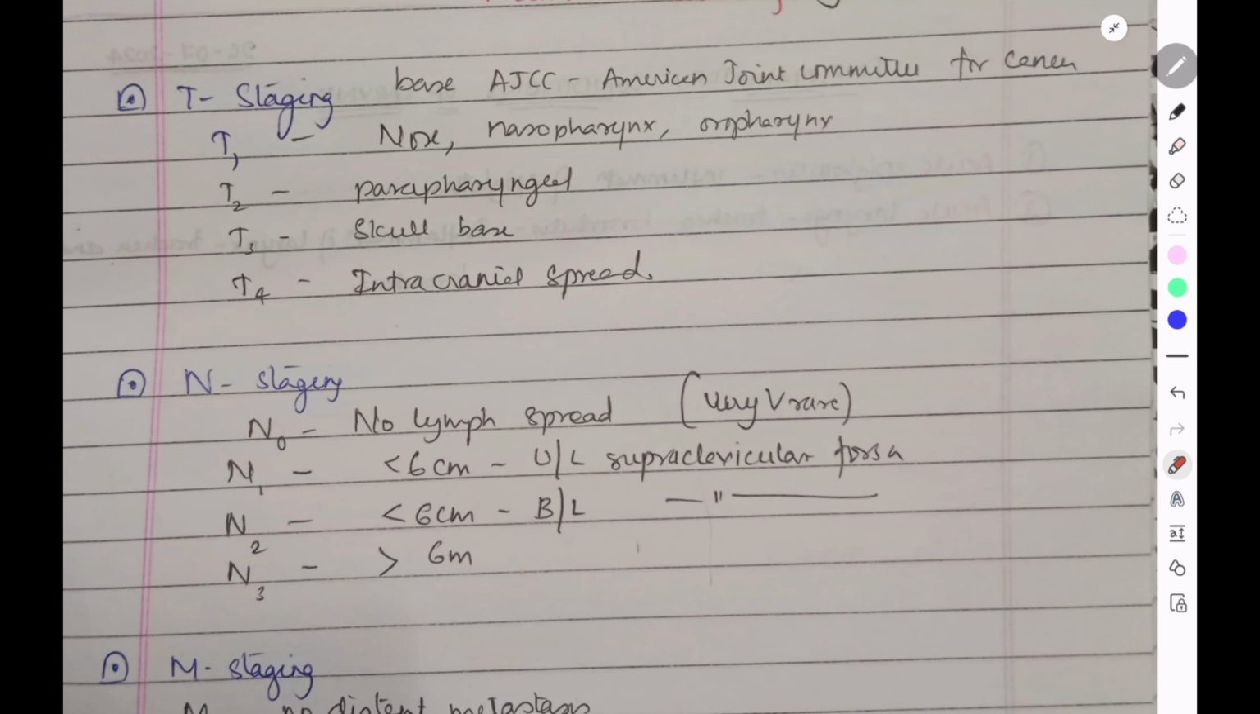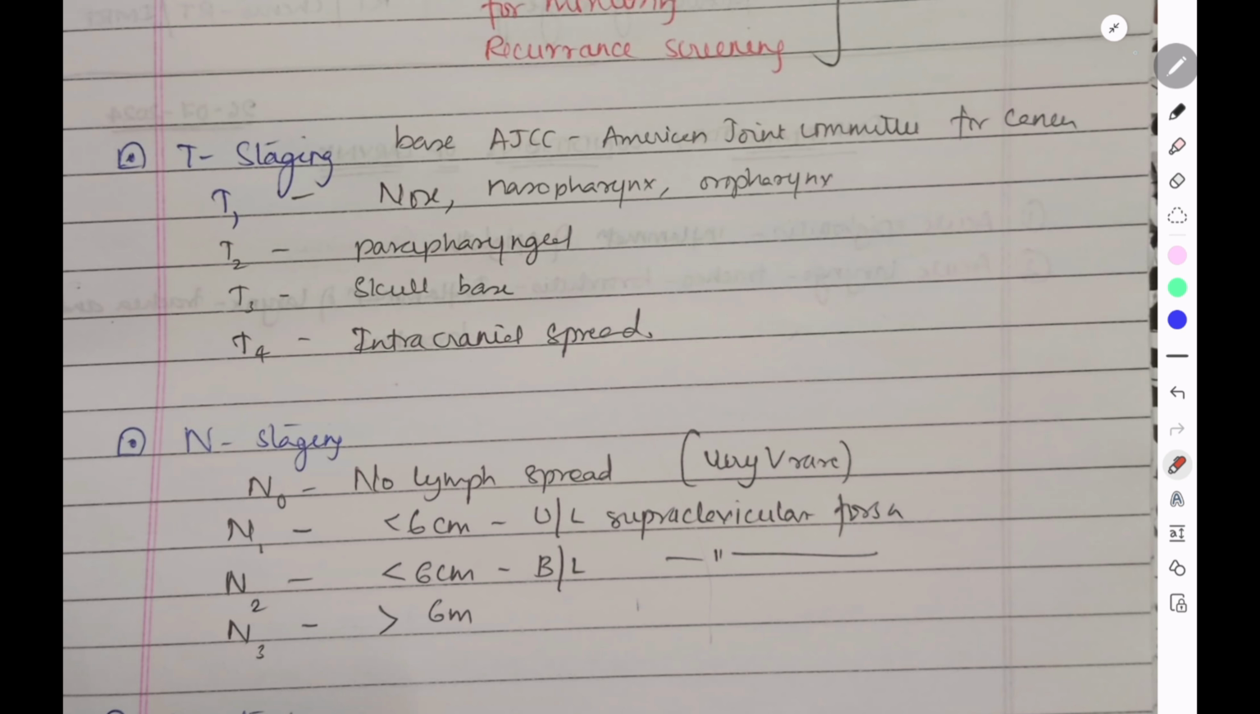Coming to tumor staging or TNM staging, it is given by AJCC, American Joint Committee on Cancer. So we have T1, T2, T3, T4. Very simple. When nose, nasopharynx and oropharynx are involved, it is just T1. When parapharyngeal spaces are involved, it is T2. When base of the skull is involved, it is T3. And when it goes intracranially, means intracranial spread is there, it is known as T4. Okay, so T1, T2, T3, T4 show the severity of the involvement.